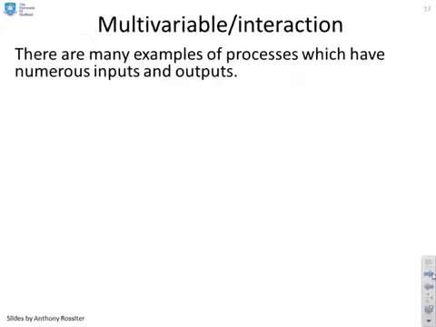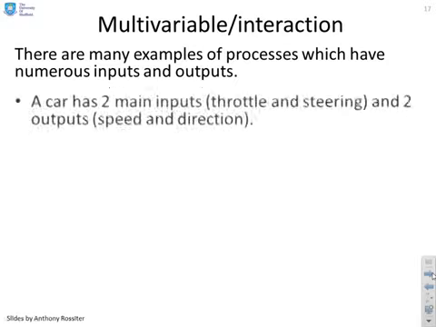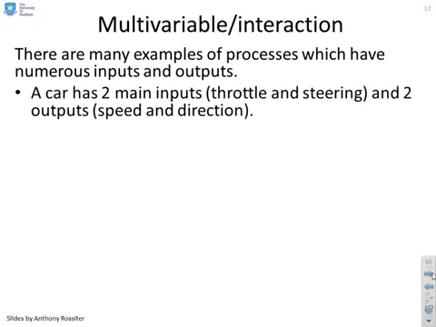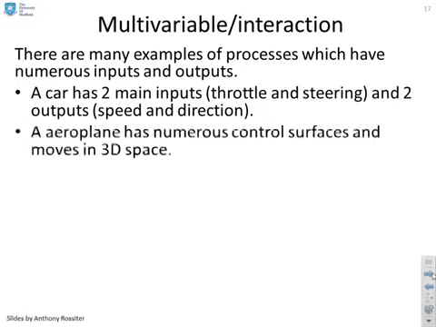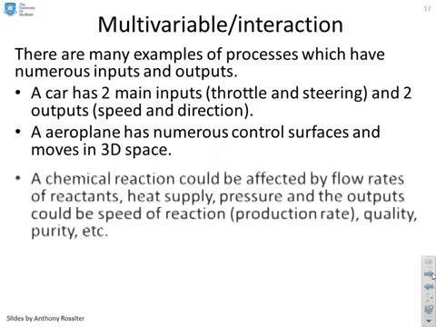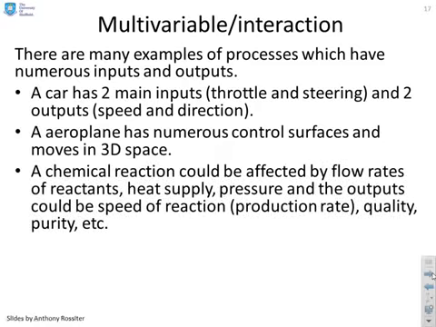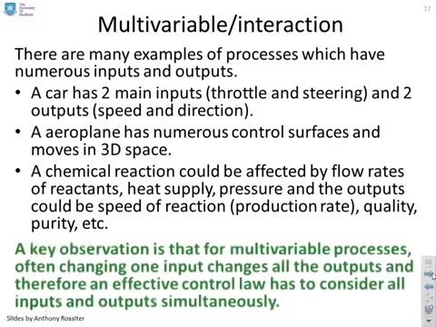Another point then, multivariable systems interact, and there are many examples of processes which have large numbers of inputs and outputs. A car maybe has two main inputs, the throttle and the steering wheel, and two main outputs, the speed and the direction. An aeroplane has got numerous control surfaces and moves in 3D space. A chemical reaction could be affected by flow rates of reactants, the heat supply, the pressure, and the outputs could be speed of reaction, production rate, quality, purity, and so on.